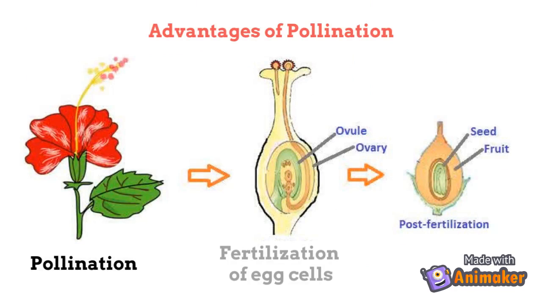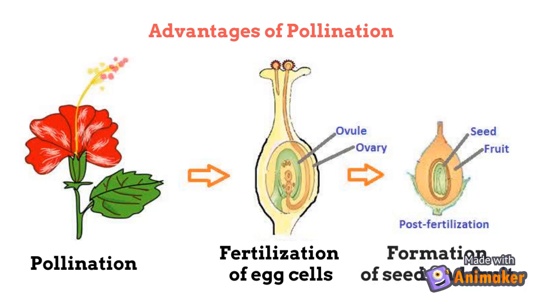Pollination helps in fertilization of the egg cells in the ovary, which in turn helps in the formation of a seed and a fruit. When the fruit is eaten by living things, the seeds are then dispersed in the environment for the reproduction of a new plant, thus continuing the process of a plant's life cycle.